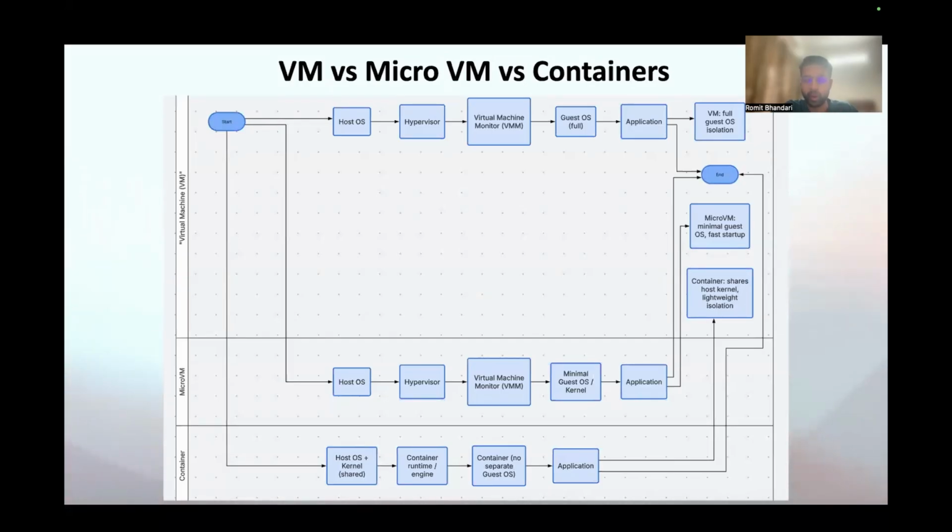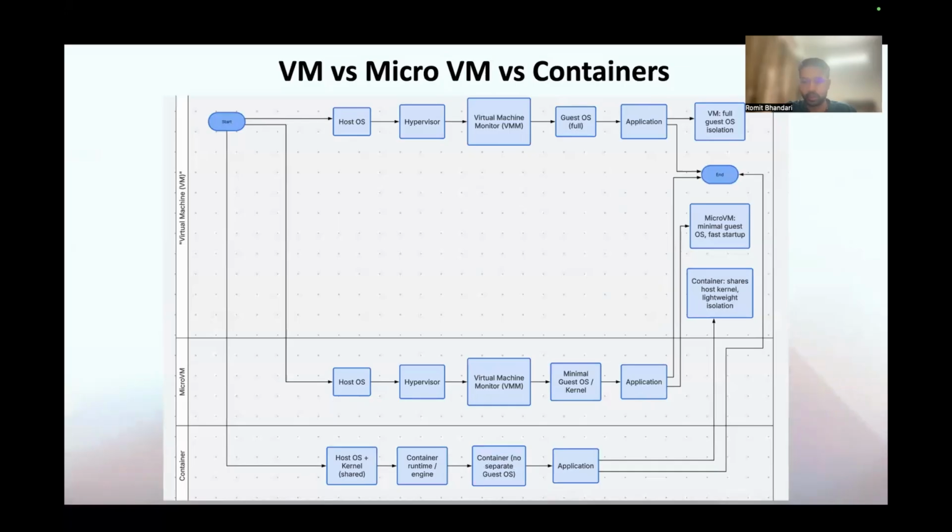Now moving towards micro VM, you can say it is a combination of virtual machine plus container. We try to basically get the advantages of both in micro VM. So you have the host OS, hypervisor, then instead of a full-fledged guest OS, it would have a minimal guest OS kernel and then the application.